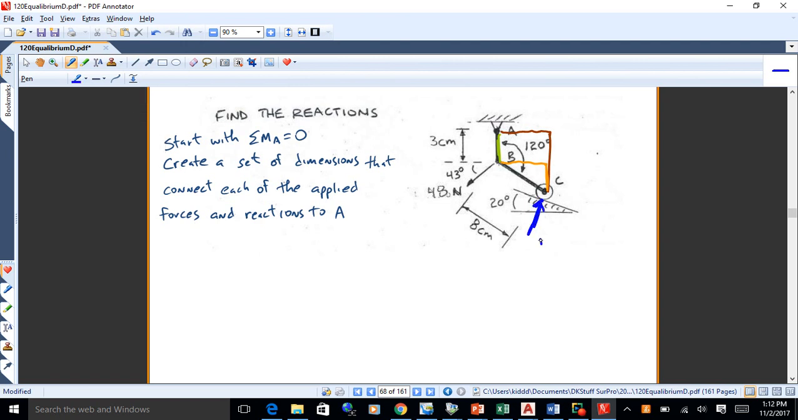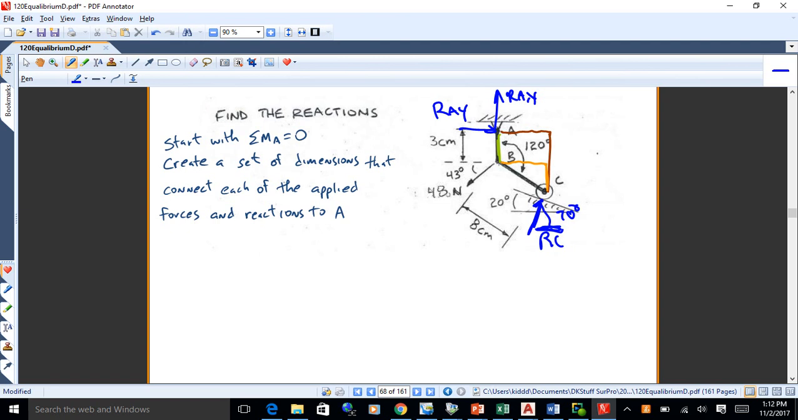I've got this reaction at C, and I know that's a 70-degree angle in there. And then I've got the 2 reactions at A. That's why I'm taking moments about A. And then I just want to solve for RC.